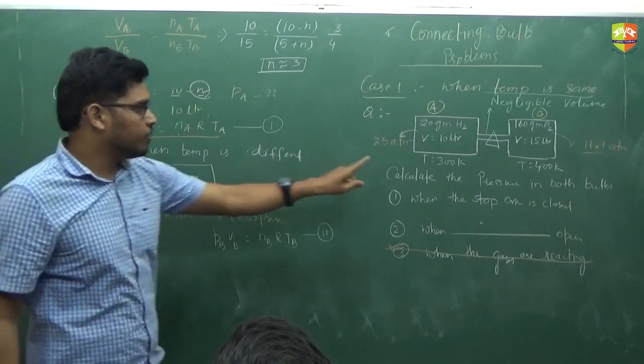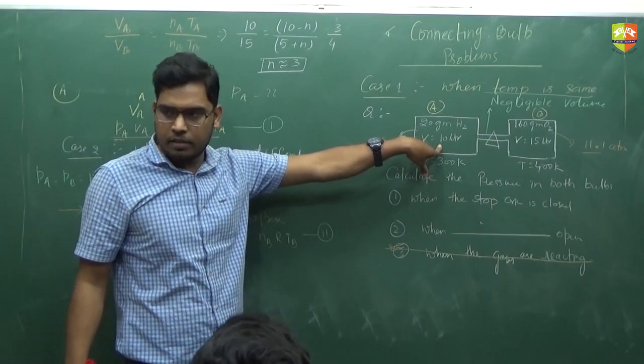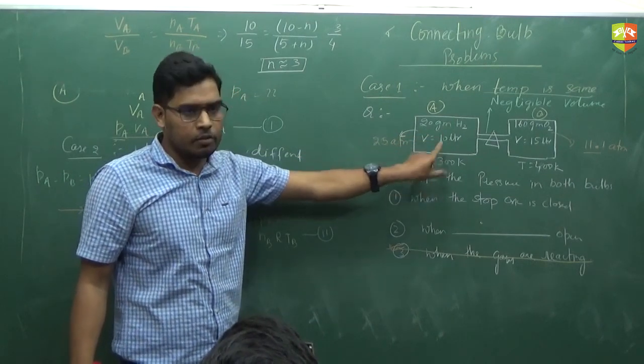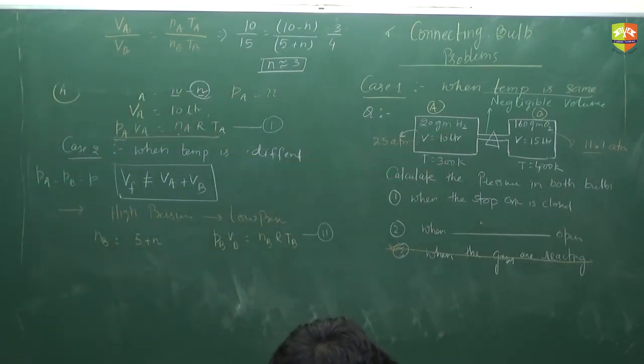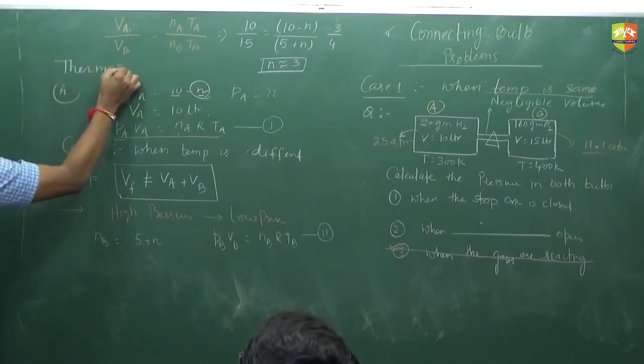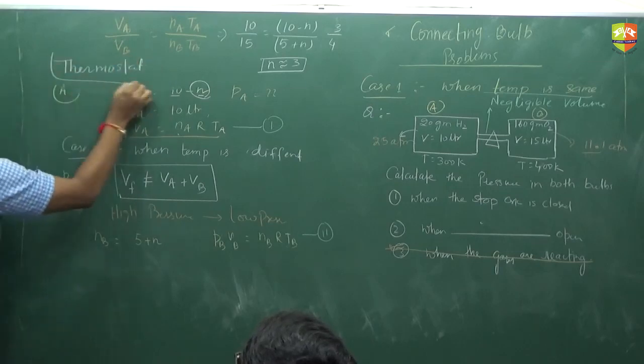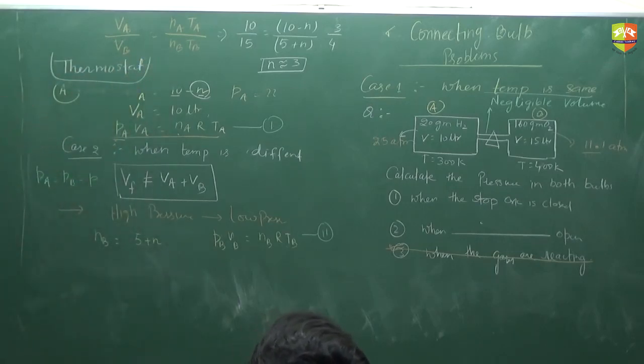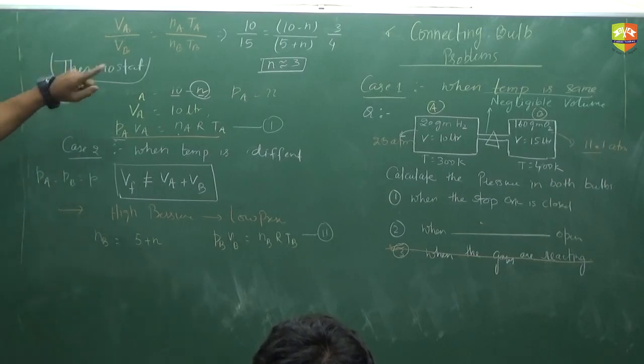Now n is 3, so the number of moles in A is 10 minus 3, which is 7. We have the number of moles, the volume and the temperature, so you can find the pressure. You must remember that when the temperature is different, we cannot add the volumes. In this type of question, you will see that the whole system is in a thermostat. In the question, you must look for this term, thermostat. A thermostat is used to maintain the same temperature in the two bulbs. If it is clearly mentioned that the temperature is different, then you have to use this method. If it is kept in a thermostat, the temperature is the same in both containers.